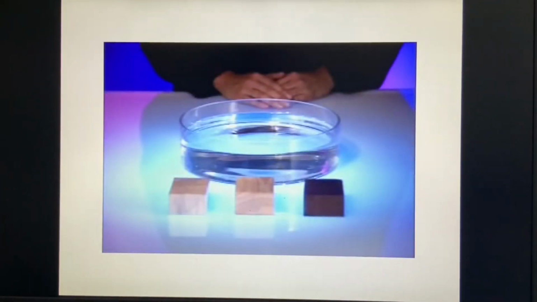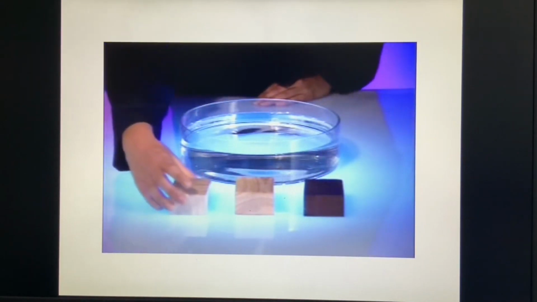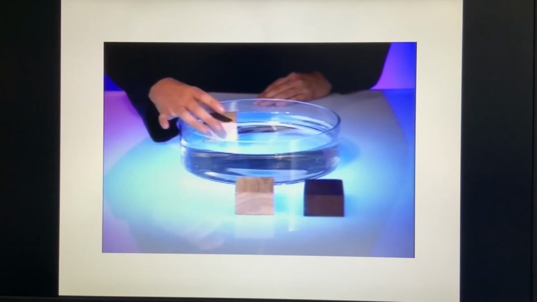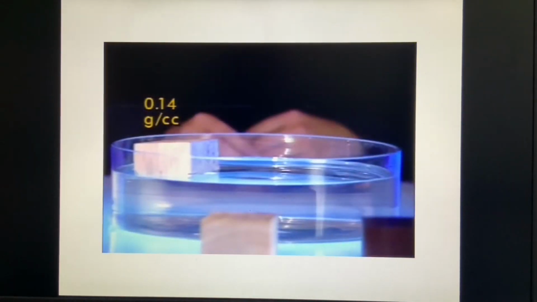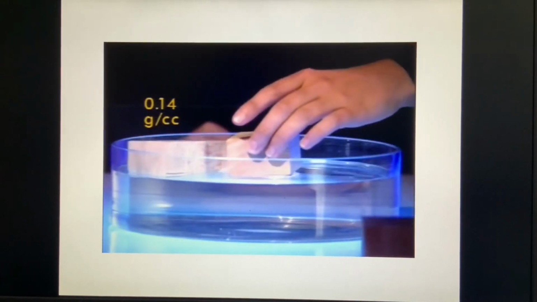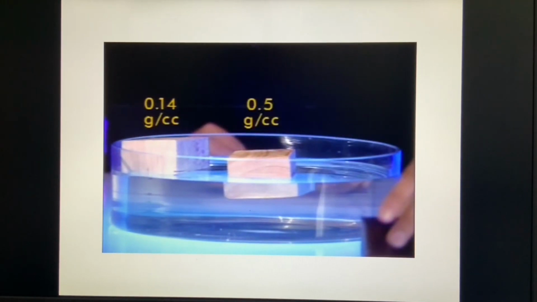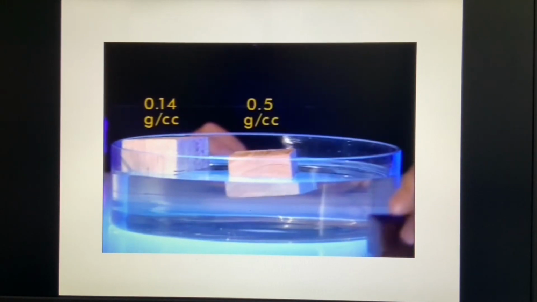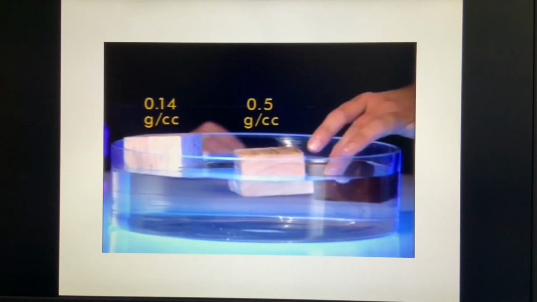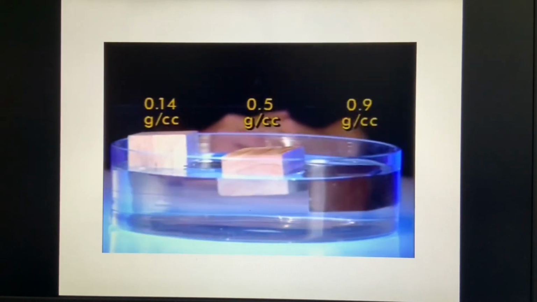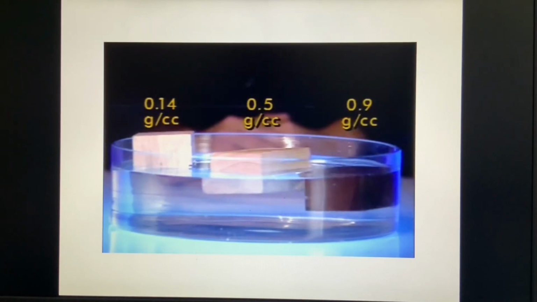We'll use these 3 blocks of wood to demonstrate how density affects the depth at which objects float. This block is cut from balsa wood, with a density of about 0.14 grams per cubic centimeter. When placed in water, it floats with only about 1/7 of its volume submerged. This is a block of pine, with a density of about 0.5 grams per cubic centimeter. It floats with about half of its volume submerged. This is a block of ironwood, with a density of about 0.9 grams per cubic centimeter. When placed in water, it floats with about 9/10 of its volume submerged.